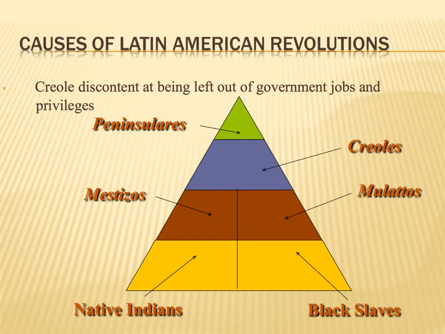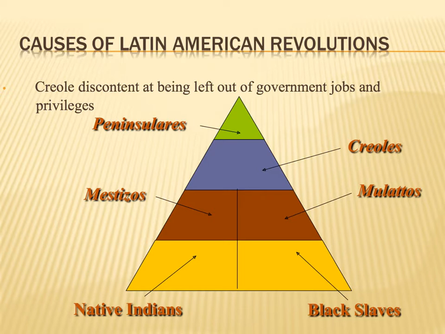So at the top, we have the Peninsulares. The Peninsulares are people who are from Spain or Portugal, born in Spain or Portugal, European descent. So they're called that because they're from the Iberian Peninsula. Under them, we have the Creoles. The Creoles are people who are European descent, but born in the Americas. Under them, we have mixed race people like mestizos or mulattoes. Under them, we have Native Americans and black slaves.